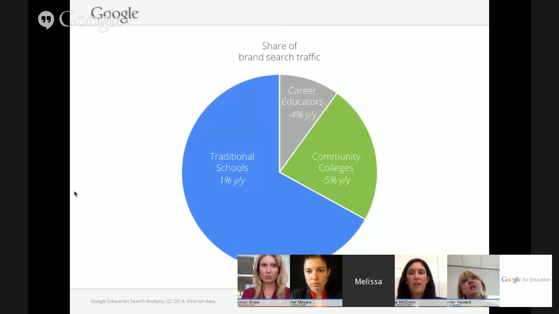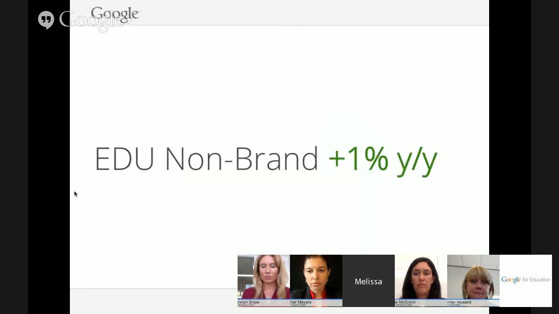But as we know, search does extend beyond just brands. So let's take a look at how it breaks down across other education categories. So EDU non-brand is increasing 1% year over year. So these are terms that are more related to program, degree, and also the generalized terms. So let's take a look at how that breaks down across those three categories.